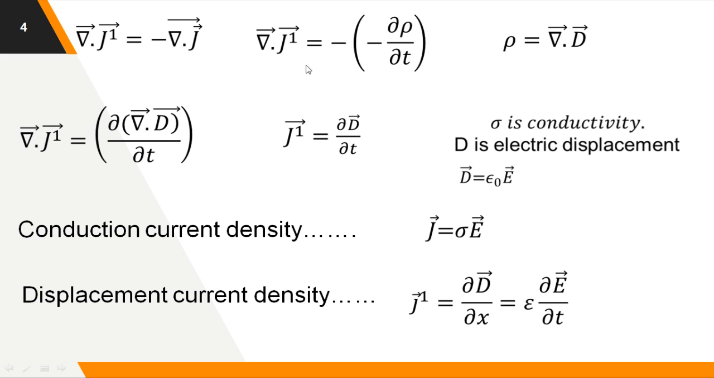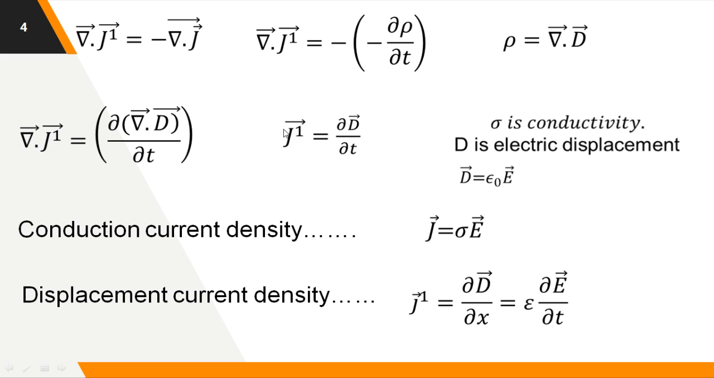So after comparing, again I will go through this: minus divergence J is nothing but dρ by dt. Substitute it here. You are getting divergence J dash as dρ by dt. In the place of ρ, according to the first Maxwell equation, you substitute del dot D. You can take this del outside, then it becomes del dot ∂D by ∂t. So after comparing, you are getting J dash is equal to ∂D by ∂t. This is very important.